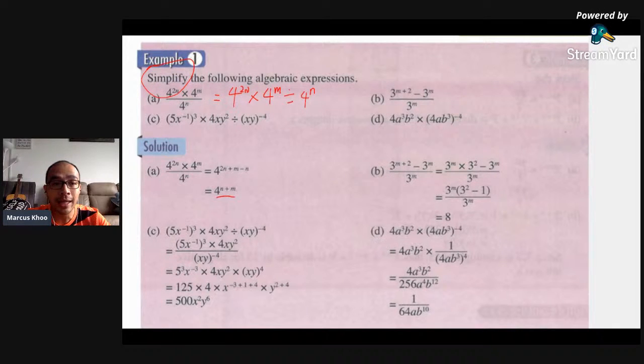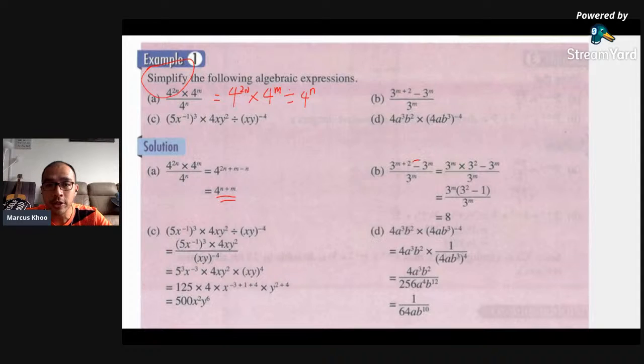Okay, then leave it like this. Okay, don't be busy, don't know what you want to do. There's nothing much you can do. Okay, it's already simplified.